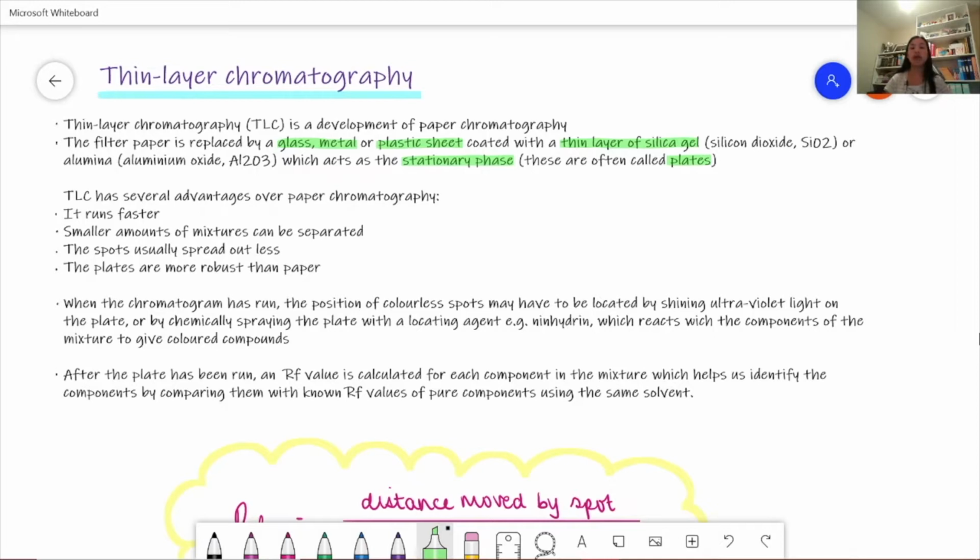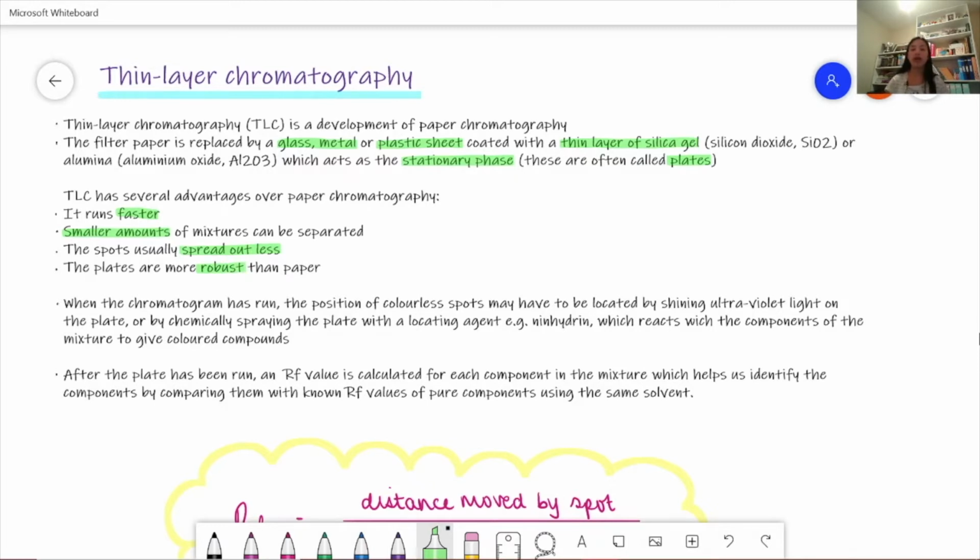You'll also need to know the advantages of TLC over paper chromatography. The first is that it runs a lot faster. The second is that smaller amounts of mixtures can be separated. The third is that the spots usually spread out less. And the last one is that plates are more robust than paper.